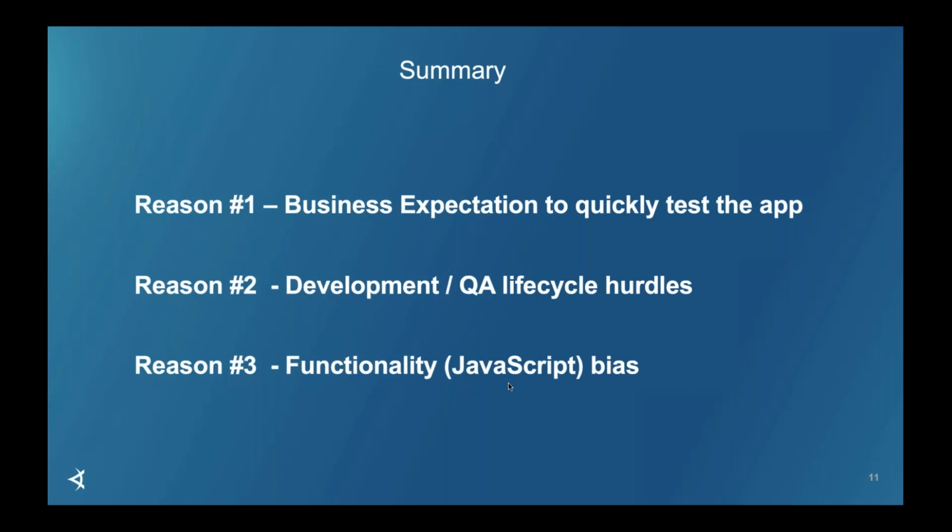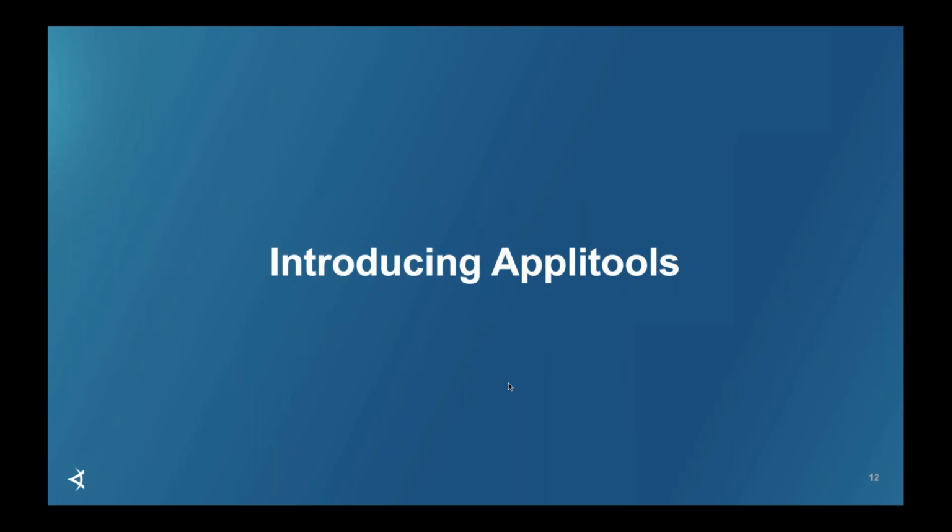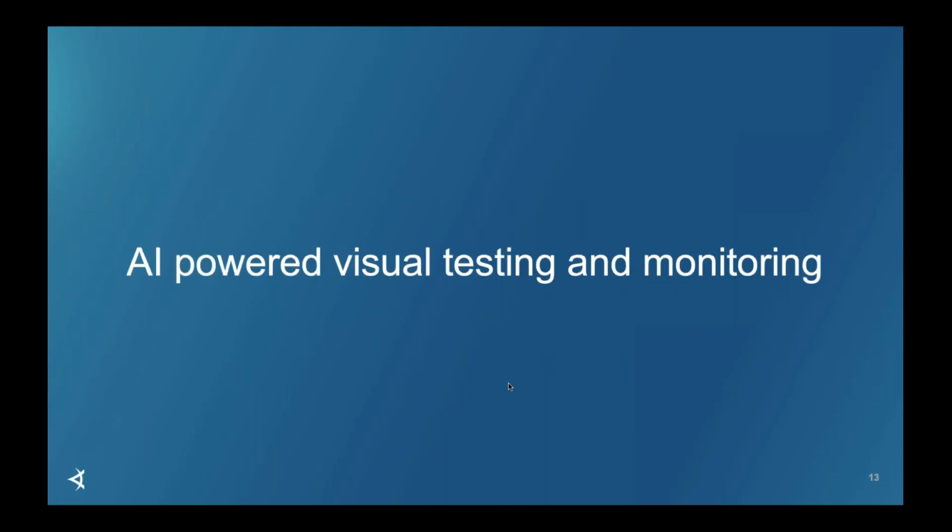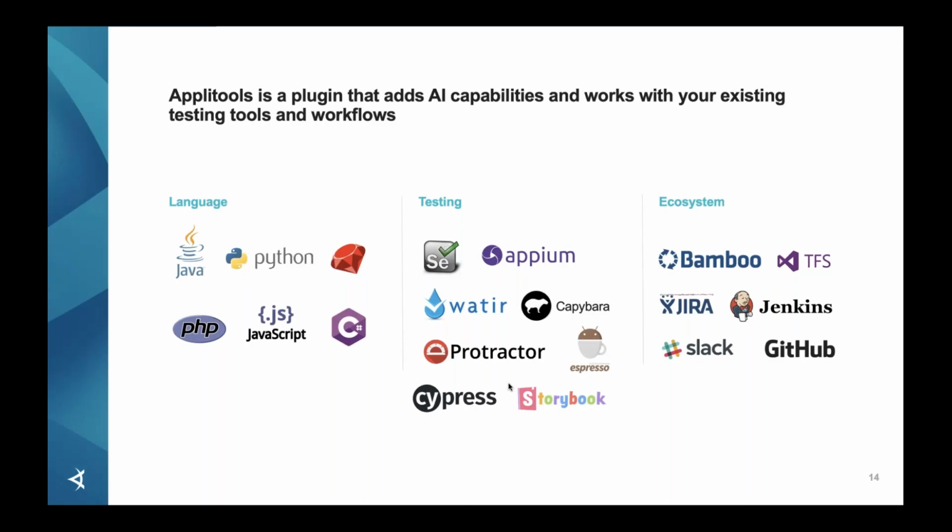So again, just to summarize, the reason why QA is a bottleneck today is number 1, business expectations. Number 2, your development and QA lifecycle hurdles. And number 3, functionality bias. So that's really where Applitools comes in. Applitools is an AI-powered visual testing and monitoring tool. At a high level, it is just a plugin that adds AI capabilities and works with your existing testing tools and workflows.